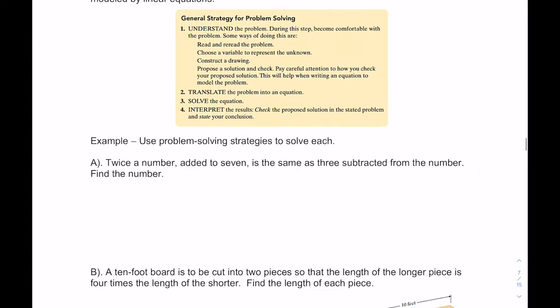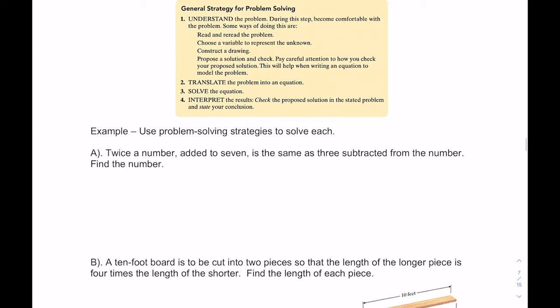All right, let's take a look at this first problem here where it says twice a number added to 7 is the same as 3 subtracted from the number. And we need to find that number. So we're being asked to find a number. We don't know what that number is, so let's call that n. N for number. You can use x, y, z, it doesn't matter.